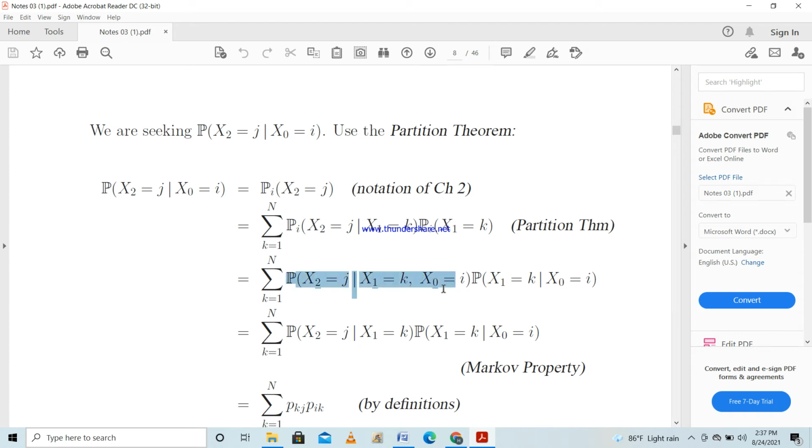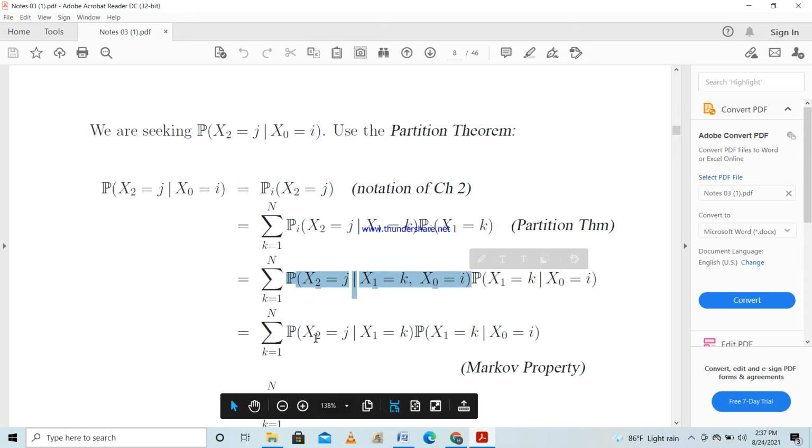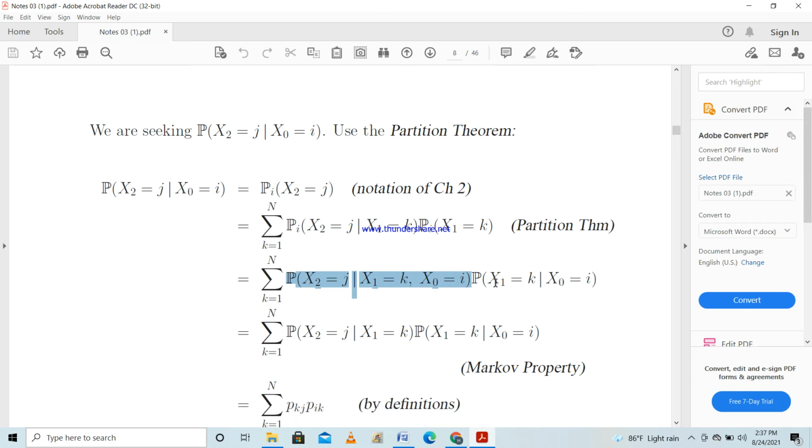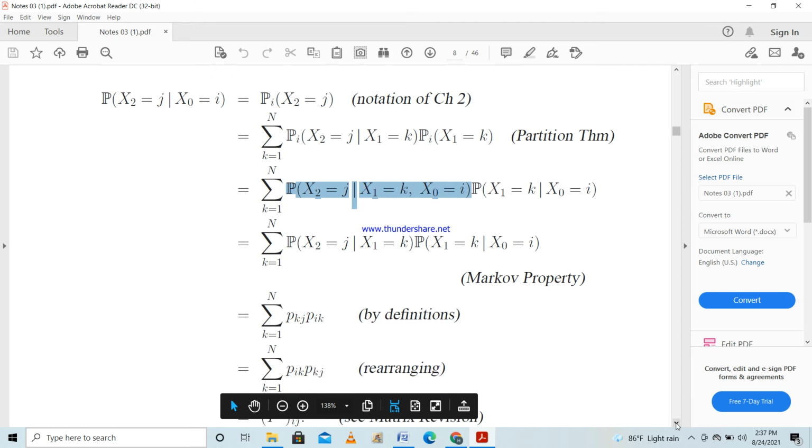So for this term, we can replace it by the probability X2 equal j, given that X2 equal k. And here we have the probability X1 equal k, given that X0 equal i. So this is using the transition matrix notation. This is going from state k to state j using one step. This is going from state i to state k using one step. So that is P_kj into P_ik.